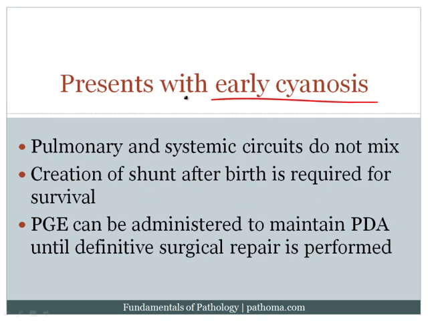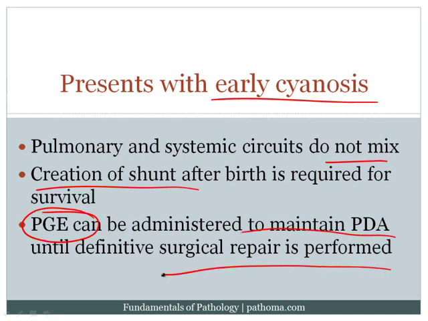This is going to present with early cyanosis, and that's because the blood from the right side of the heart is basically going to go into the aorta, and then it's going to go back into the right side of the heart and back into the aorta, and the blood, that'll all be deoxygenated blood running through the circuit. Again, we know that the circuits do not mix. In order for the baby to survive after birth, we're going to need to create a shunt, and one way we can do that is to give prostaglandin E, which will maintain the PDA until we can eventually surgically repair this problem.